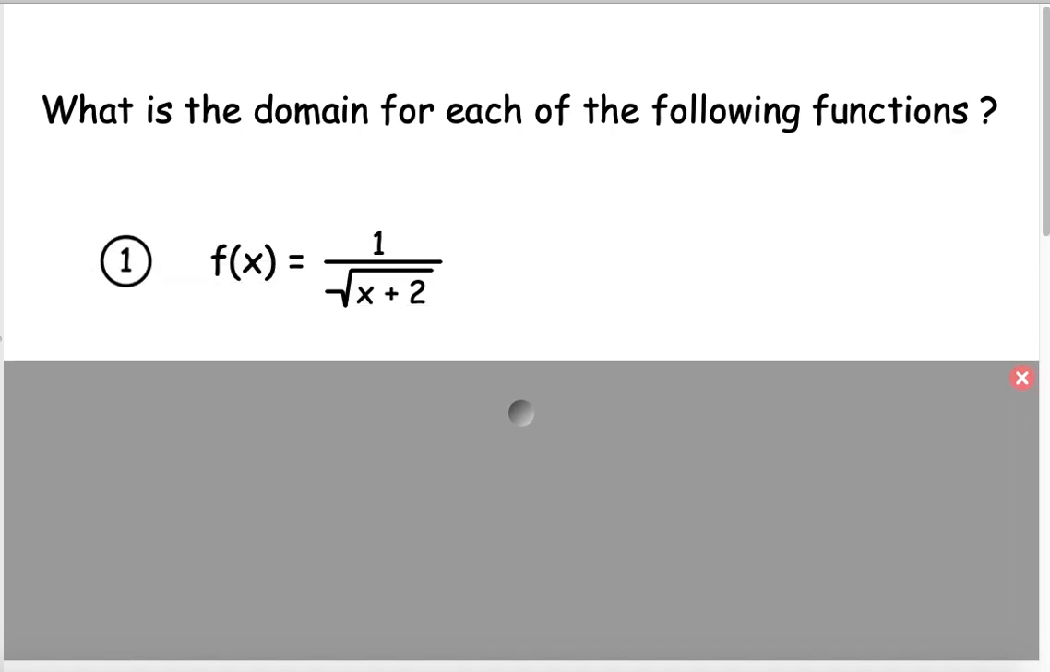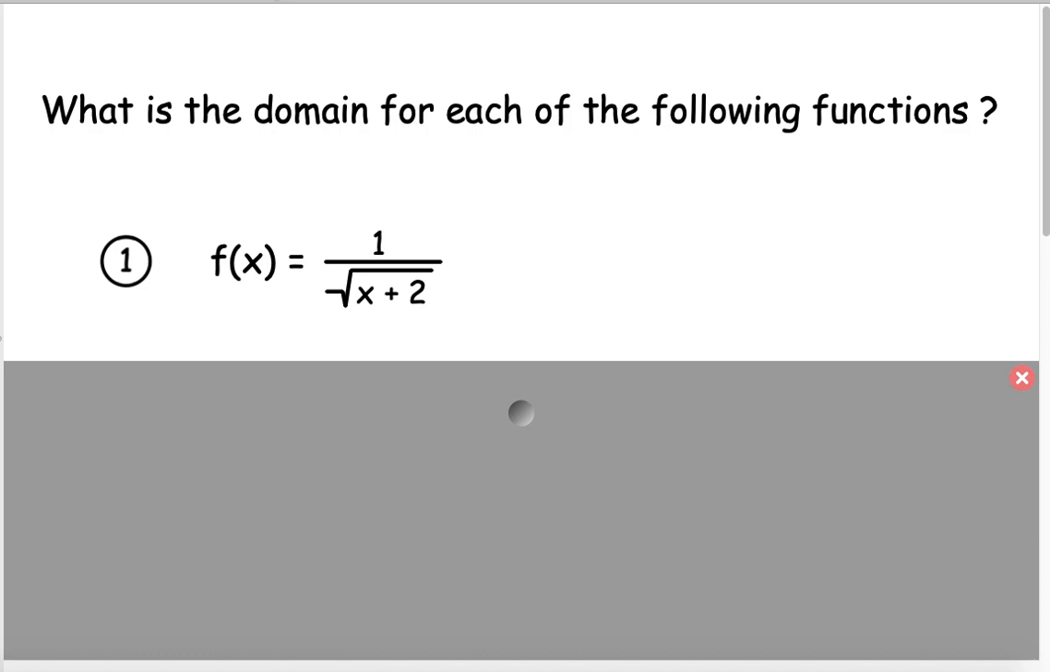So let's talk about finding domain and range. What's the domain for each of the following functions? So here's the first one. Now this is just written as f of x is equal to 1 over the square root of x plus 2. So now we have function notation. Instead of using y is equal to 1 over the square root of x plus 2, we're just saying basically that y is a function of x. So what values can I plug in for x? Can I plug in any value, any real number?